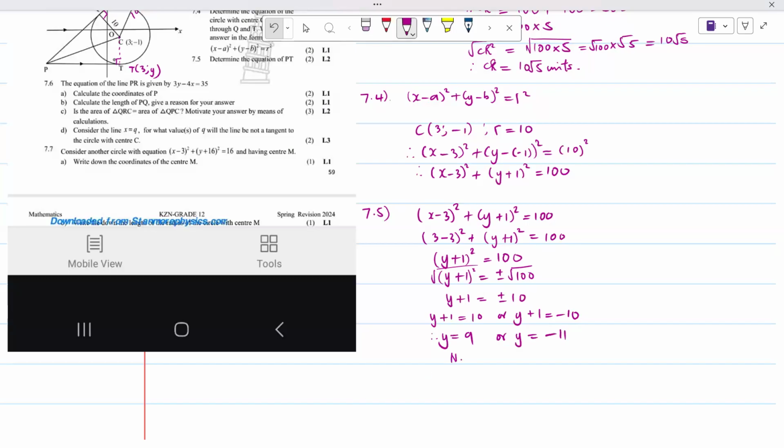So therefore, it means the equation of the tangent is going to be this line. Therefore, PT is defined by the line y equals negative 11. That's the equation of PT.